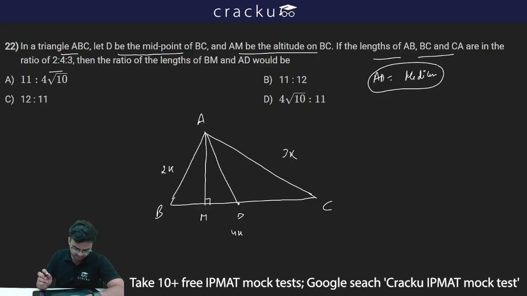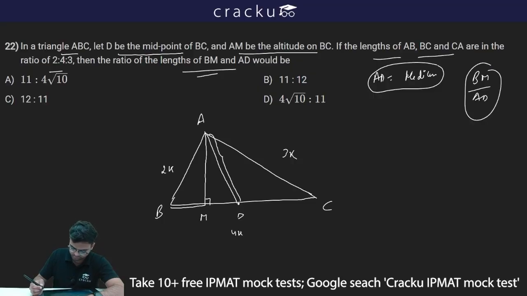So AD is the median. First of all, the ratio of the lengths of BM and AD. We have to find out the ratio of the lengths of BM and AD, so we have to find out BM upon AD.